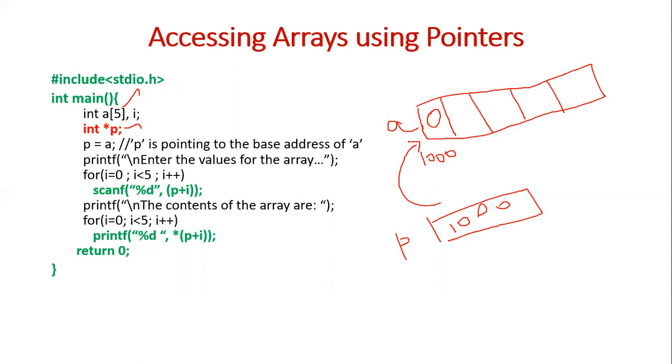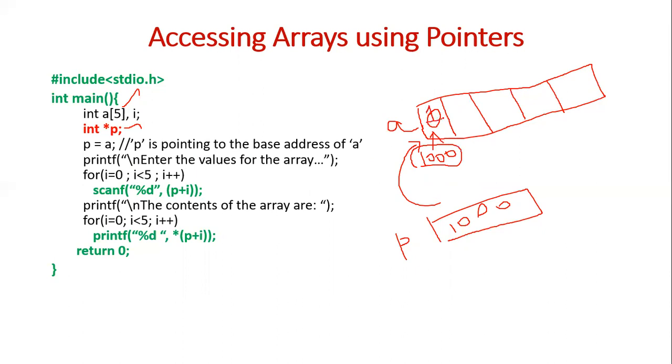Okay, so here we are giving what? P plus I, because P refers to the starting address. And initially I is what? 0. So P plus 0 refers to only 0th location. So it is 0th address. Okay. So whatever the input now the user gives, say the user gives 1 as the input, that will be stored here.